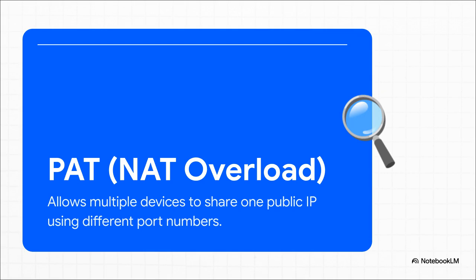And that analogy hits the nail on the head for our third and honestly most important type, PAT, or Port Address Translation. You'll also hear this called NAT Overload. PAT is the most commonly used form of NAT in the world. It is the exact technology running on your home router right now. PAT allows dozens or even hundreds of private devices to share one single public IP address at the exact same time. And it pulls this off by using different port numbers to distinguish every single active connection.